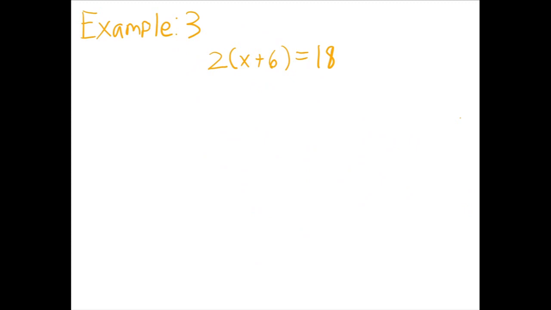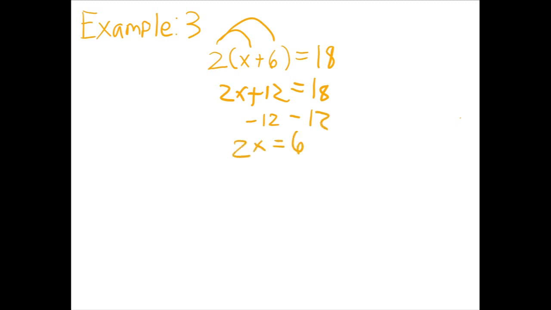And this time we have some parentheses to work with. So for the parentheses, we've got to do some distribution. Distribute the 2 to everything inside the parentheses. And we're going to get 2x plus 12 equals 18. So that's much nicer to work with. It's a pretty simple, quick one. We're just going to subtract the 12. And that leaves us with 2x equals 6. And let's just get rid of the 2. And that gives us x equals 3.